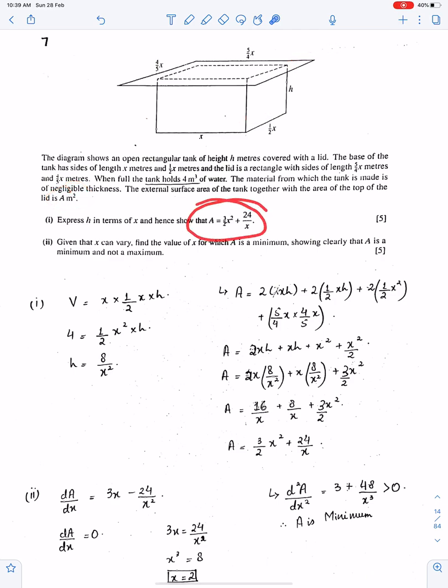Show that this. Well, first use this information, the volume, and make h the subject. And then use the area formula. This is an open cuboid, so the formula of an open cuboid is this. Let me check the formula. It's x into h, length into breadth. This 2 is not here.